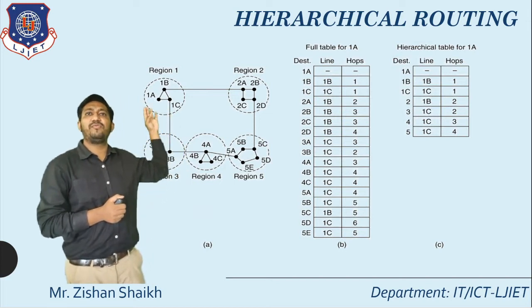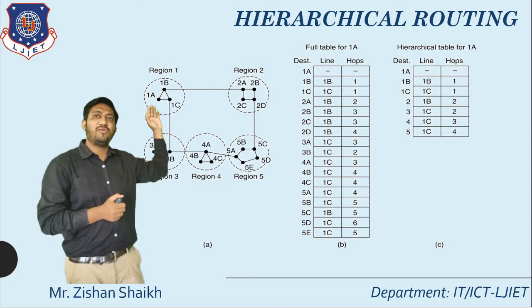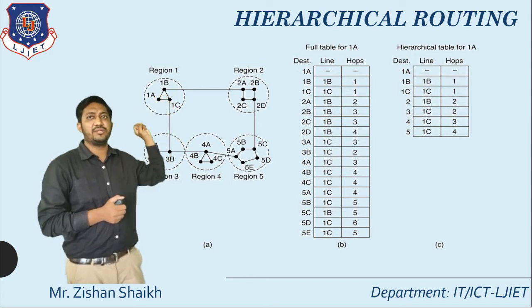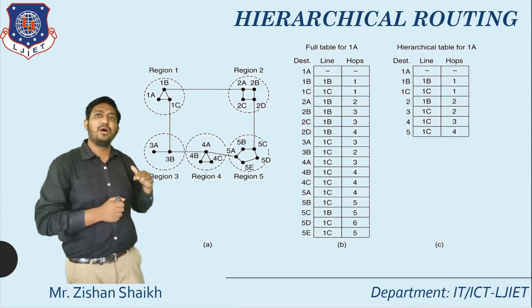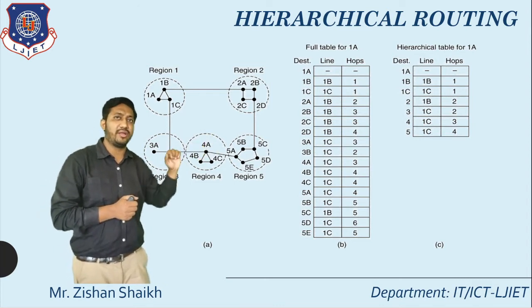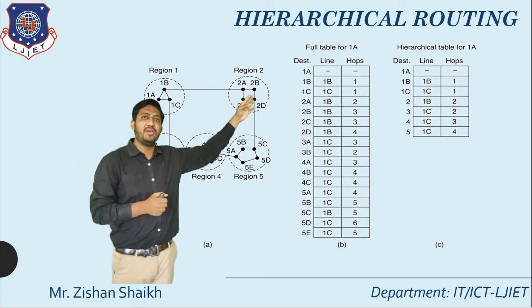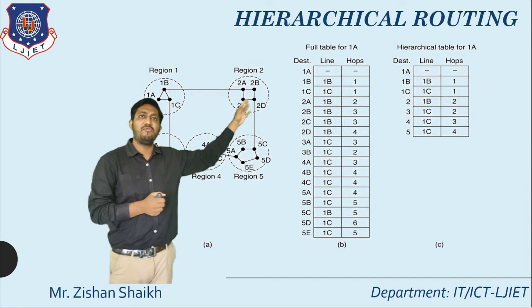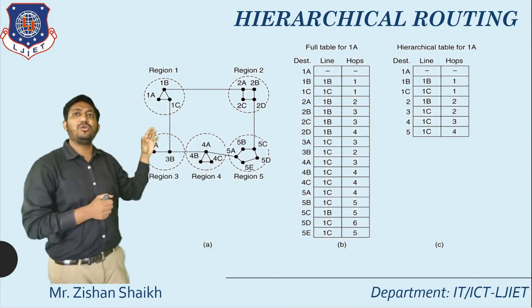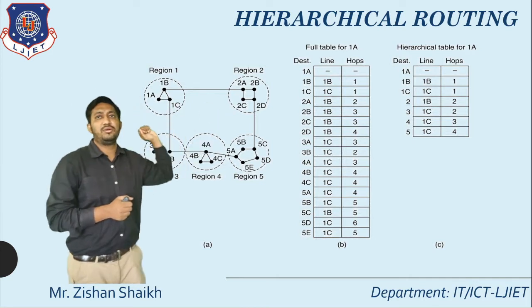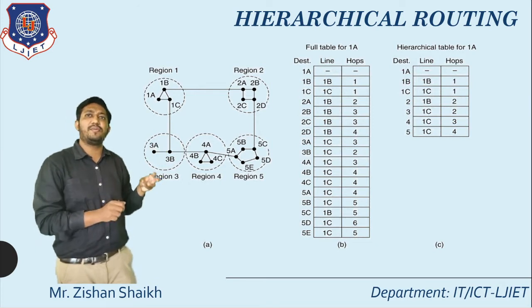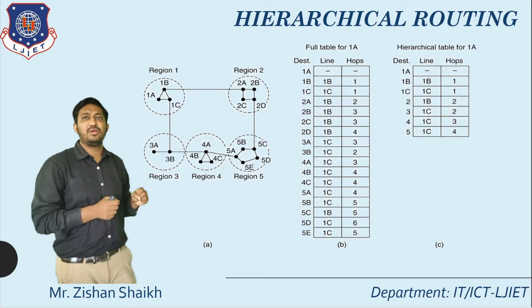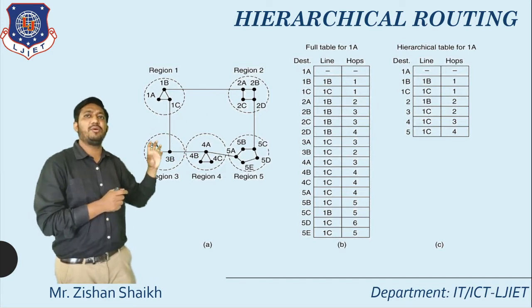If I want to go from 1A to 1B, both are available in the same region, so we can establish a link here, 1A to 1B via 1B, and the next term will be hop, that is, via how many hops we can reach that particular destination. So for 1B we use the link 1B and the hop will be 1. The same way, if I want to move from 1A to 2C, we have different paths, and we can choose the path with minimum cost. But here we are not considering cost, we are considering the number of hops.